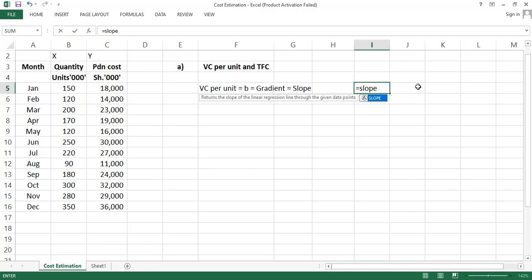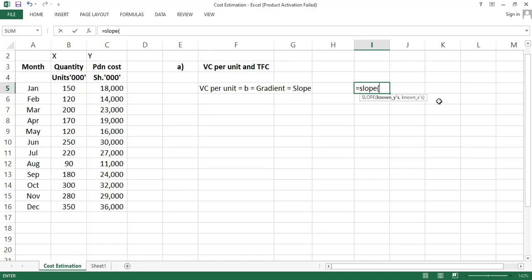You'll then have the open bracket. Immediately you open the bracket below it, Excel tells you what to do. In the bracket you pick the values of y, then comma, then pick the values of x.